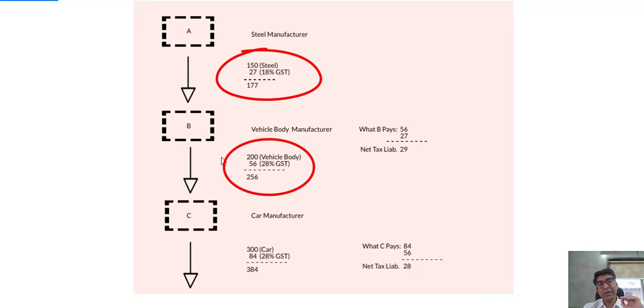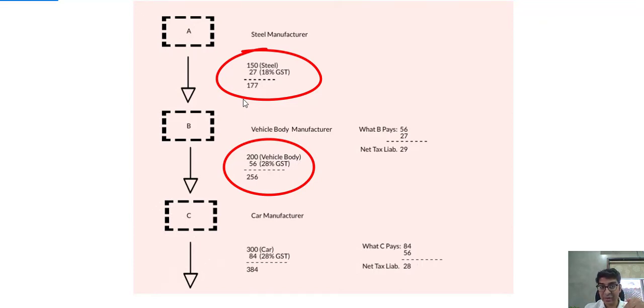Now, if you look at B here, he has paid 27 rupees as tax to the steel manufacturer, and this is because he had to purchase his inputs. I want you to think of these 27 rupees as points. These are basically points that B has accumulated when he went out to purchase his inputs, that is, steel.